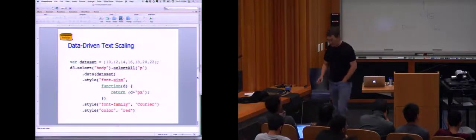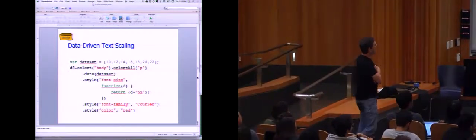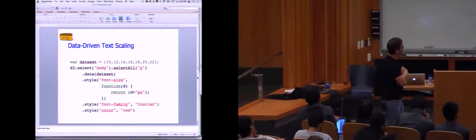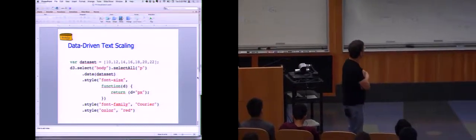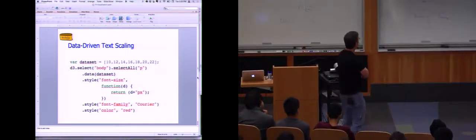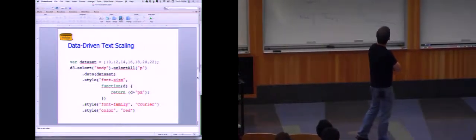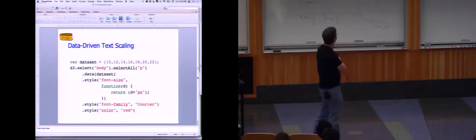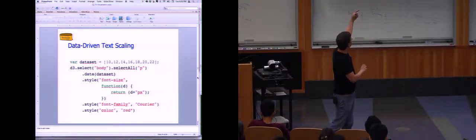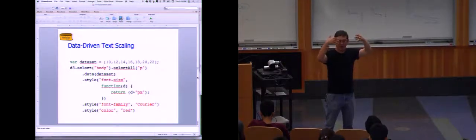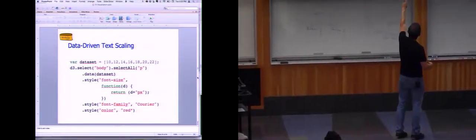And so here's an example of a D3 script that's going to scale text based on data. Here's a data set. It's got 7 values: 10, 12, 14, 16, 18, 20, 22. We're going to select the first body element in the page. Within that body element, we'll select all the paragraphs. And then you see this call to data. What this is going to do is join the set of data in dataset to the list of DOM elements in select all. So we're now associating each one of those values with one of the paragraphs in the DOM. And then we're going to style font size, but instead of giving it a constant, we're giving it a function.